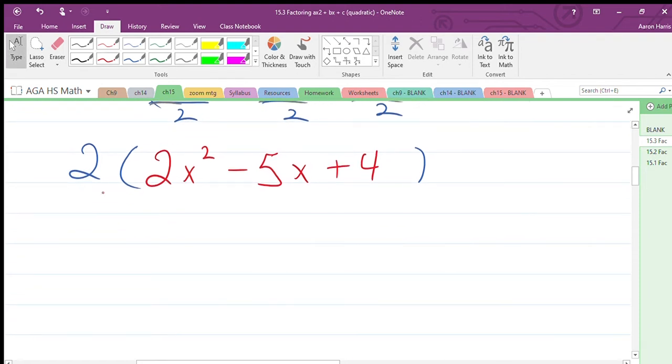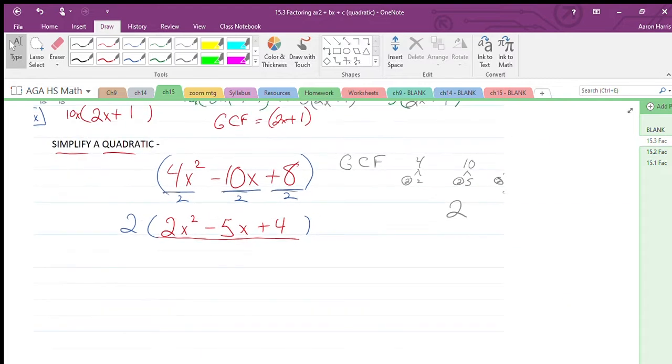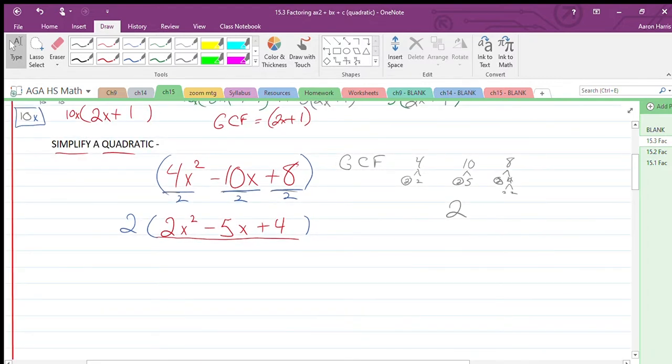So now you have a simpler quadratic here. Take out the unnecessary 2 that's in there so your numbers don't get big. And there's a reason why we want to always simplify. It will make your life easier in the end.